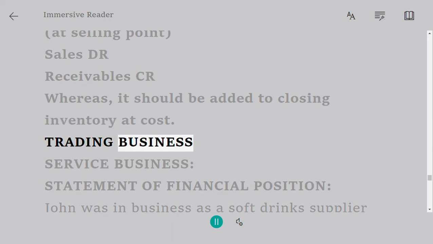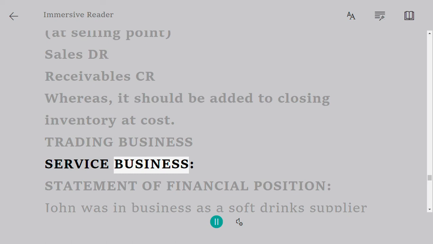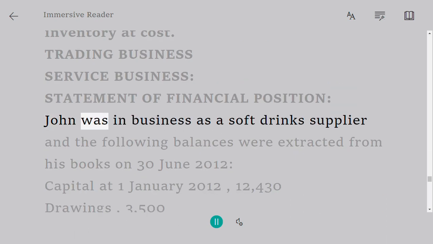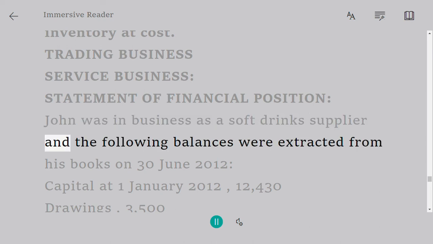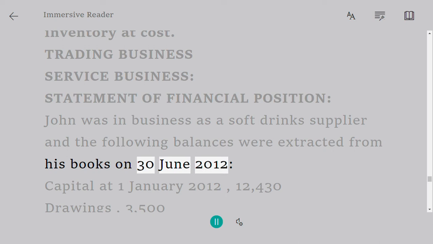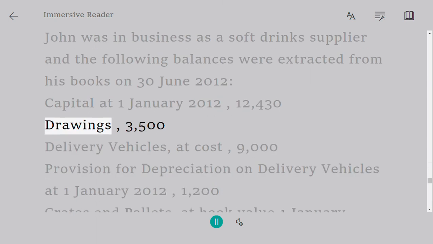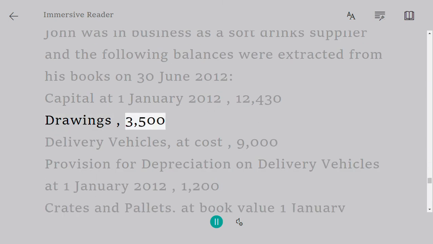Trading business. Service business. Statement of financial position. John was in business as a soft drinks supplier, and the following balances were extracted from his books on June 30, 2012. Capital at January 1, 2012, $12,430. Drawings, $3,500. Delivery vehicles, at cost, $9,000.